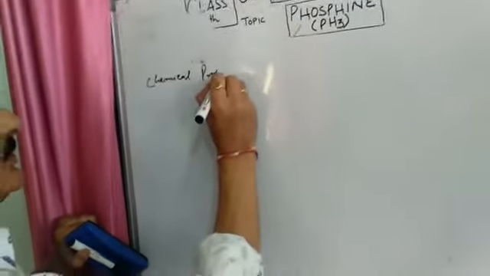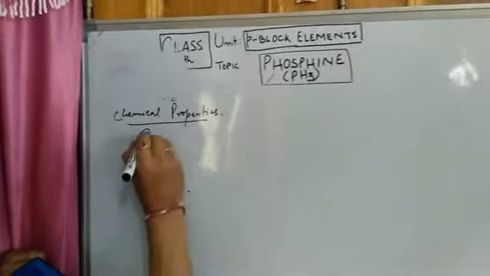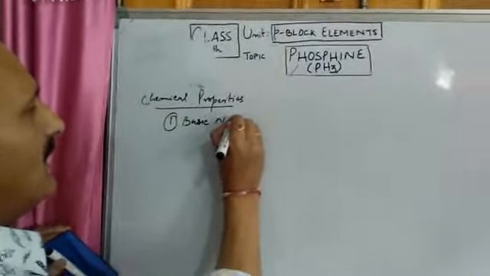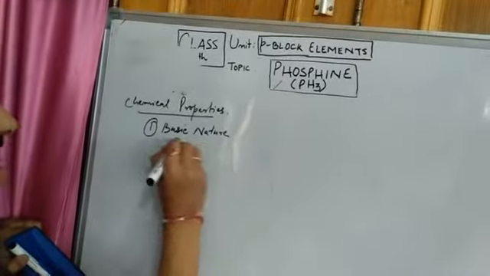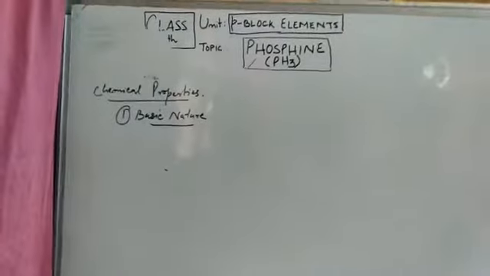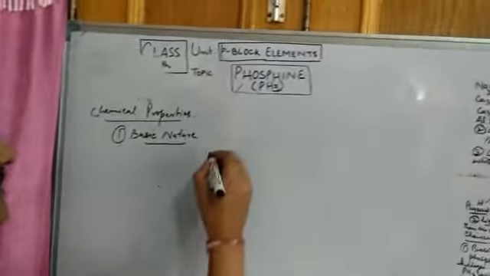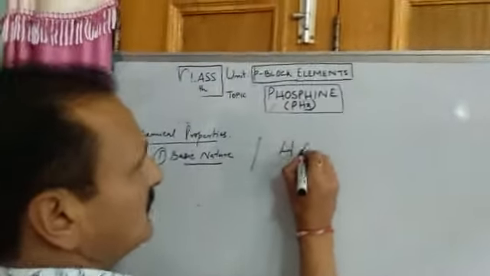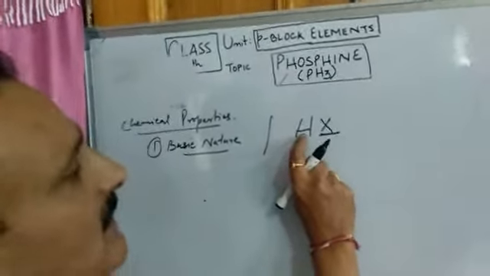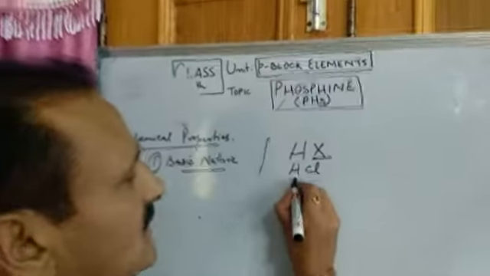As I just told you, it has a basic nature, and its basic nature can be tested by a litmus paper test. So how can we prove that it is basic in nature? We will treat phosphine with the halogen acids. The general formula of halogen acid is HX, X for halogen and H for acid. For example, HCl is hydrochloric acid.